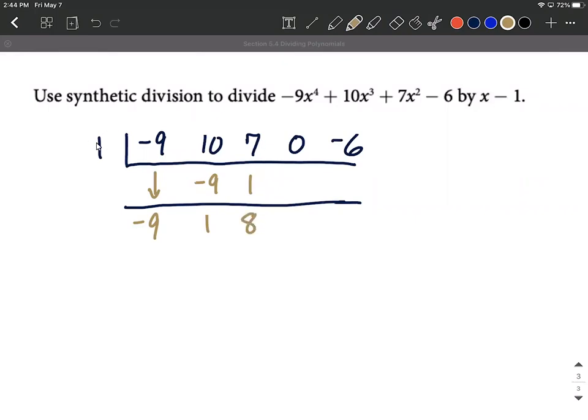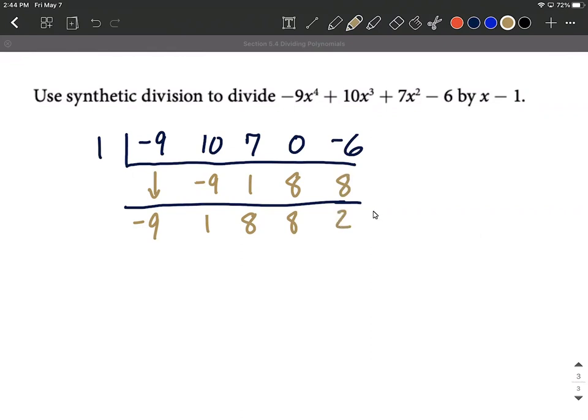Back to multiplying, 1 times 8 is going to be 8. 0 plus 8 makes 8. Then finally, 1 times 8 makes 8. Negative 6 plus 8 makes 2. Okay, so we've completed the synthetic division.